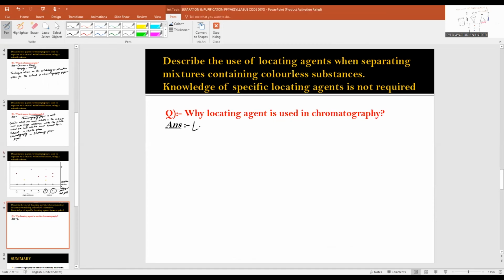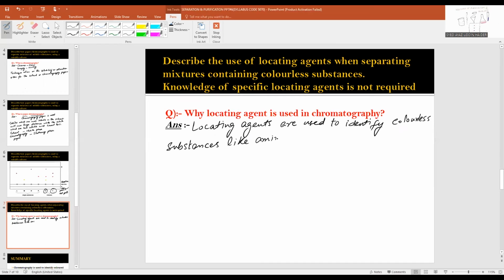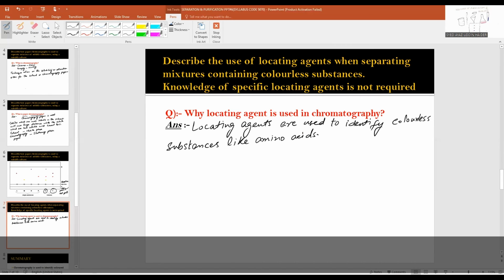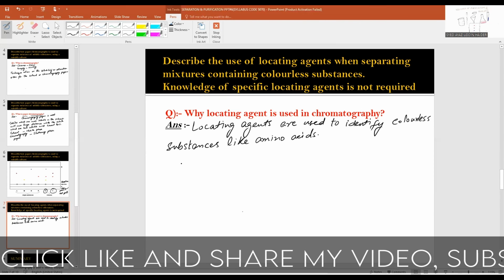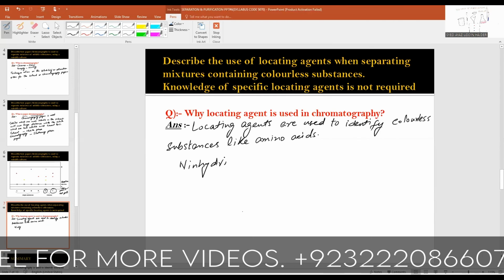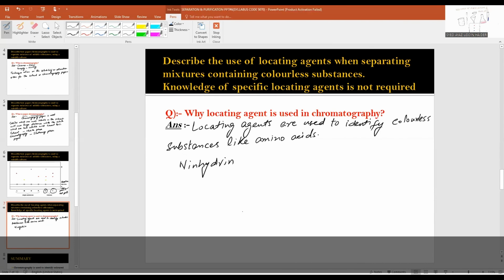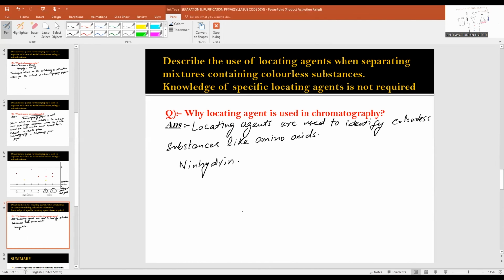Let me write: locating agents are used to identify colorless substances like amino acids. Locating agents react with the colorless substance to produce colored stains. For instance, ninhydrin. Ninhydrin is a purple color which reacts with amino acid to produce purple stains, and thus amino acids can be identified through this technique.